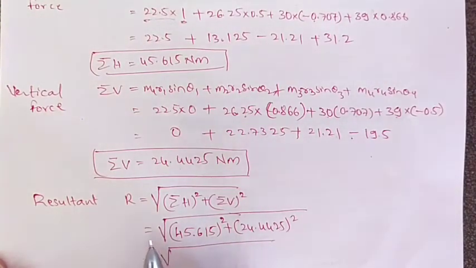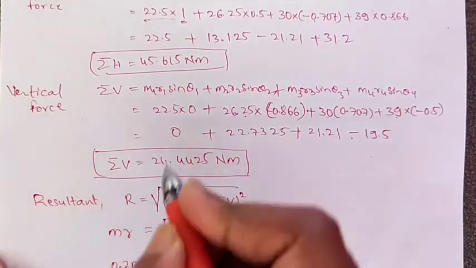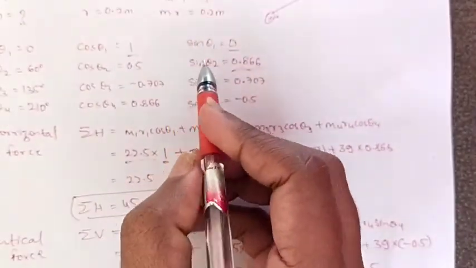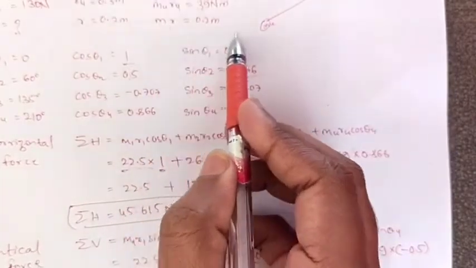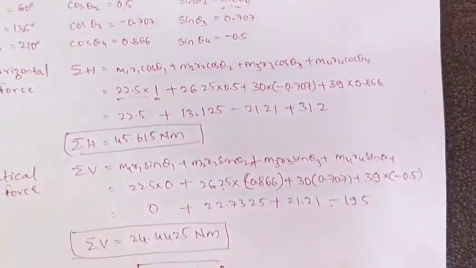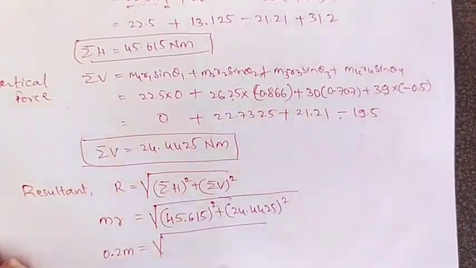Okay. Now what is R? R is also a force. It is a balanced force which is given by M into R. M into R value is nothing but 0.2 meter. Yes, 0.2 meter here we have taken. So M into R will be 0.2 M. So you just substitute that value.